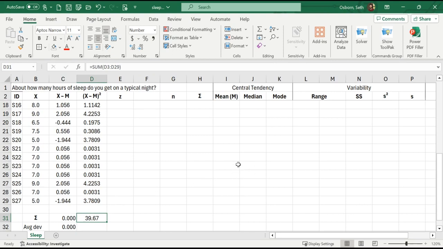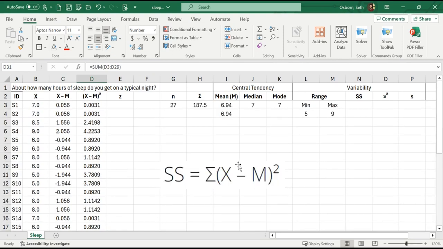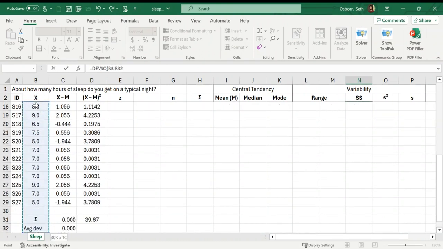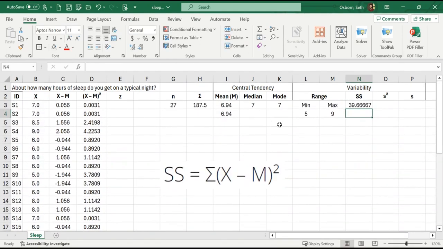Okay, that's fine. But if you'd like to calculate that much faster without these intermediary steps, you could say equals DEVSQ. That will calculate your sum of squared deviations. Highlight the values that you're interested in. And we get the exact same answer, 39.67.